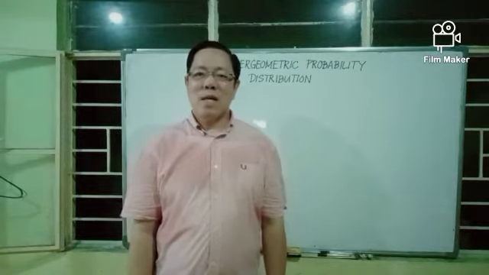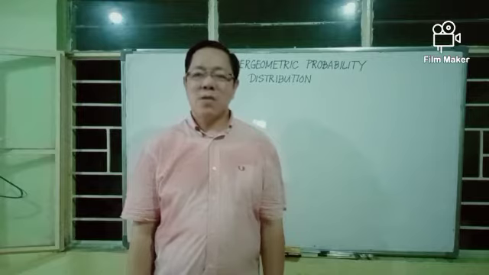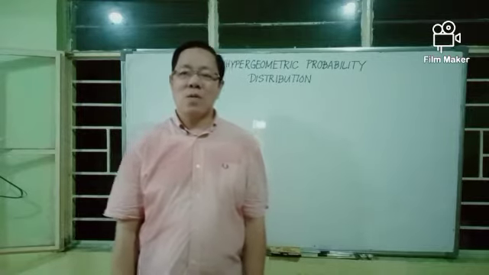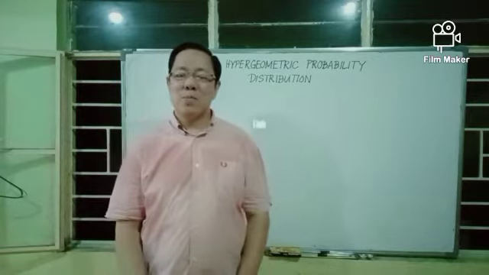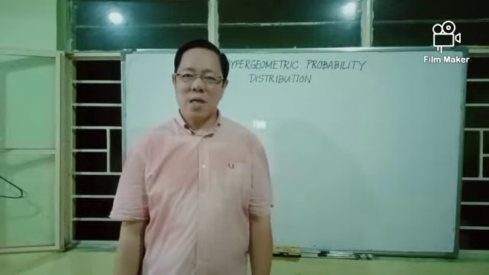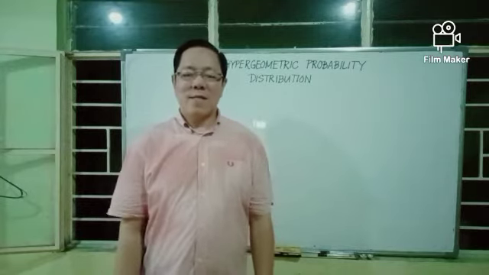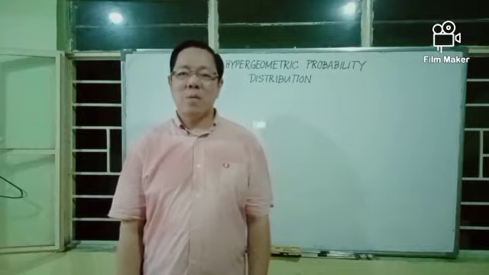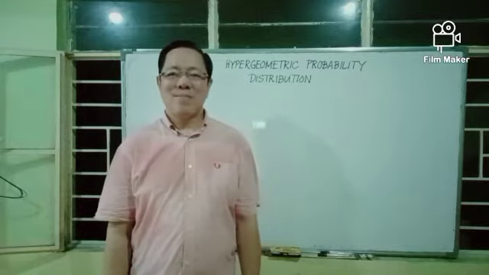For today, we will take up the third and the last of the most commonly used probability distributions for discrete random variable. And it is the hypergeometric probability distribution.